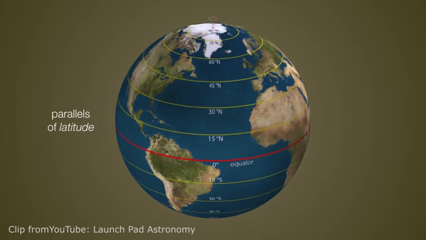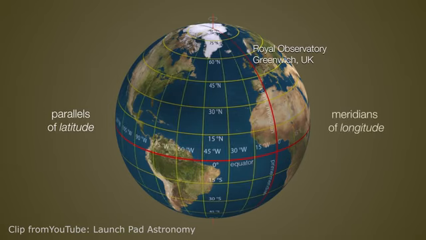Now, in addition to parallels of latitude, measuring north and south, we also want to be able to measure from east to west. So by international agreement, the Prime Meridian is an imaginary line that goes through the North Pole, through Greenwich, England, at the Royal Observatory, all the way down to the South Pole. And then we can simply measure east or west in terms of meridians of longitude.